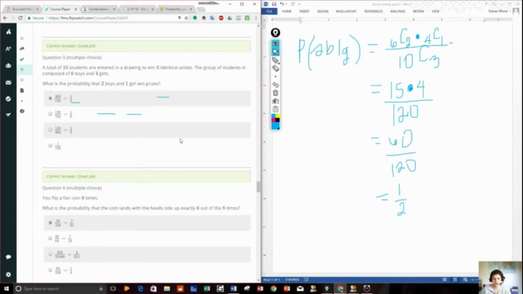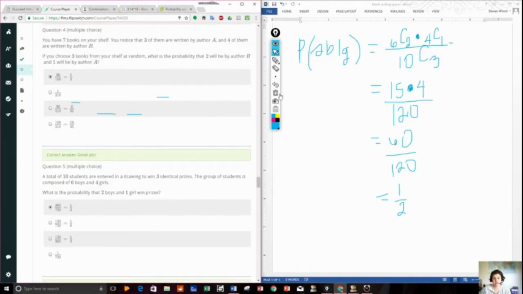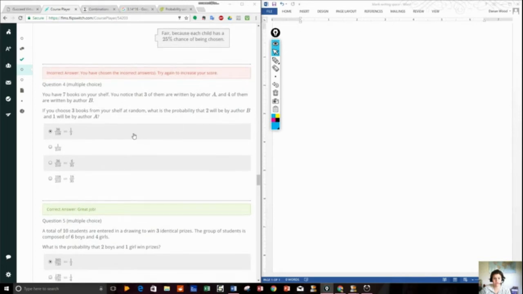Okay, great job. So when we're finding the probability of things that are grouped together, so like 2 out of the 6 boys or 1 out of the 4 girls, we're going to use combinations. So then let's move on to question 4.